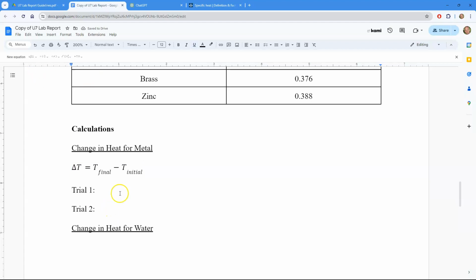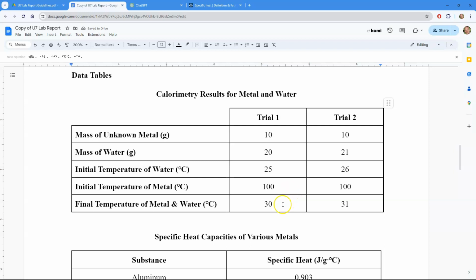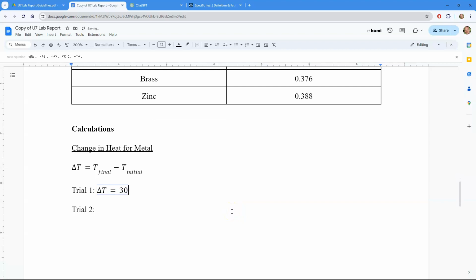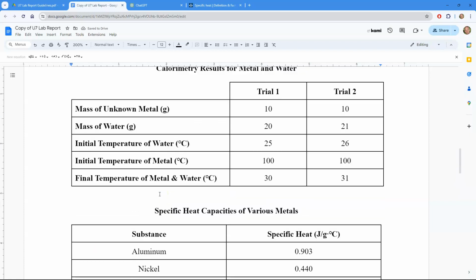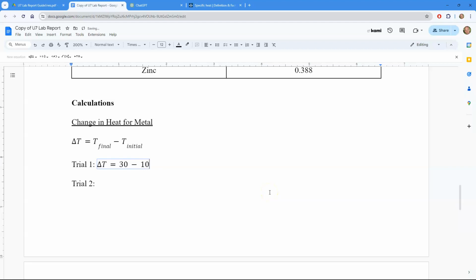Okay. All right. So for trial number 1, I'm going to go insert equation. So delta T equals, my final temperature for trial 1 was 30 degrees. So remember, that's the metal and the water. They're going to have the same temperature. So 30 degrees minus my initial temperature of my metal was 10 degrees. Okay, and again, you're going to want to use your information from the lab. And notice I don't have any decimals on here. I bet your measurements are a little bit more accurate than mine. I'm just using some really simple numbers here.